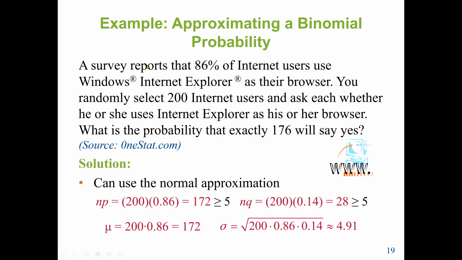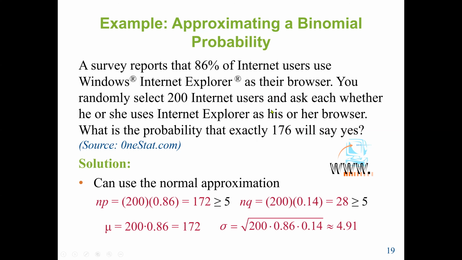We are solving this problem, but this problem can be solved using binomial. But we want to approximate it using the normal distribution instead of binomial. When we read the question, it's a binomial question. The P is 86%, which is 0.86. They say 86% of internet users use Internet Explorer. They give us a sample of 200 internet users, so that will be our N. What is the probability that 176 will say yes?